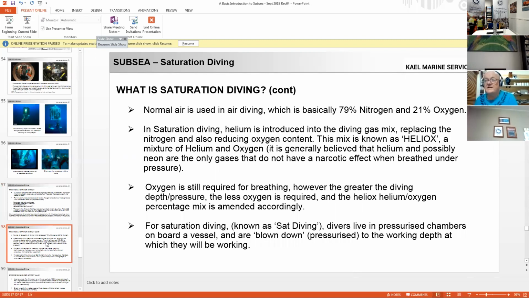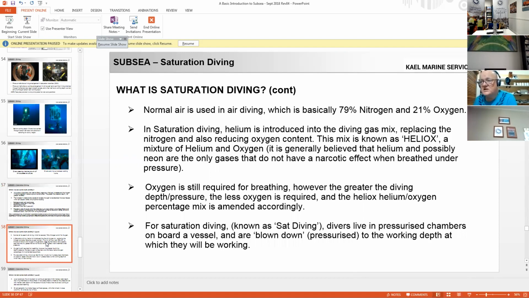In air diving, normal air is used, which is basically 79% nitrogen and 21% oxygen. In saturation diving, helium is introduced into the diving mix, replacing the nitrogen and also reducing the oxygen content. This mix is known as heliox, a mixture of helium and oxygen. It is generally believed that helium and possibly neon are the only gases that do not have a narcotic effect when breathed under pressure. So basically the helium is replacing the nitrogen, which does give that effect.